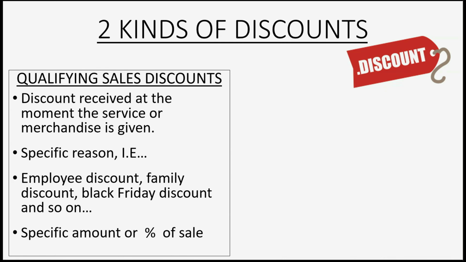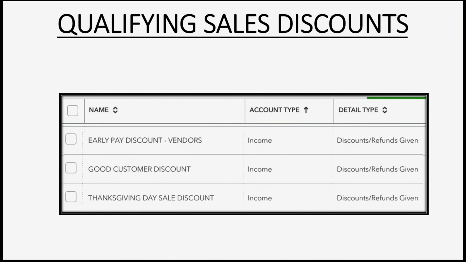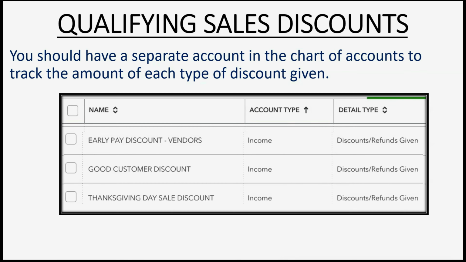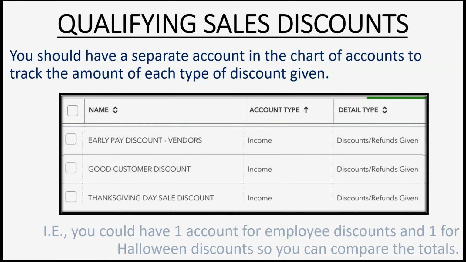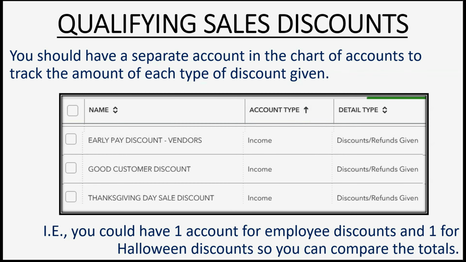And again, when you set up these discounts in your chart of accounts, you need to have a separate account in the chart of accounts to track each of the different types of discounts that you give. For example, you could have one account for employee discounts and a different account for Halloween discounts, and so on. This way you can compare the totals of each of the different discounts you give to see how much you're losing for each discount.